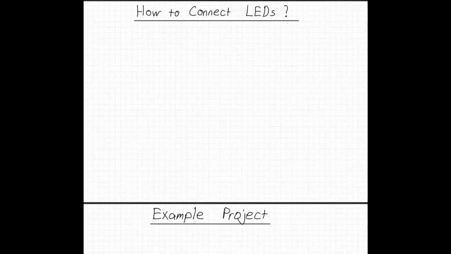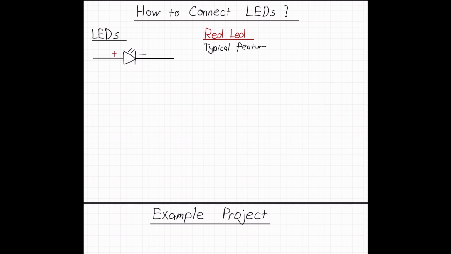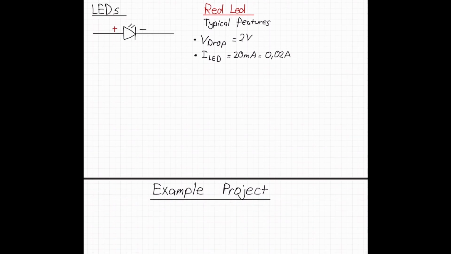Let's start. So, how to connect LEDs. Let's look at what is an LED. This is the schematic of an LED that we use in our circuits. This is the anode, the plus side, and this is the cathode, the minus side. Red LEDs, I will give them as an example, typically have a voltage drop of 2 volts. It can be different with other colors, but they also typically have a current of 20 milliamps or 0.02 amps.